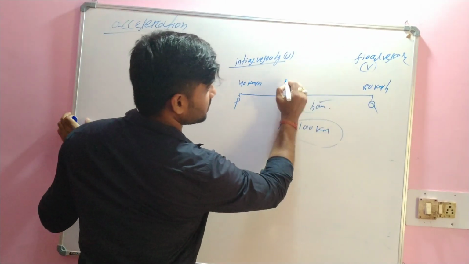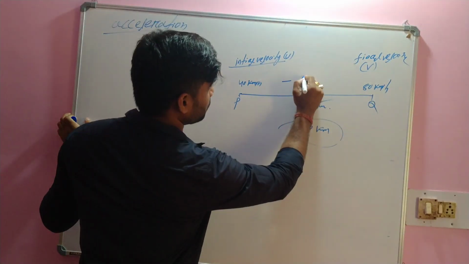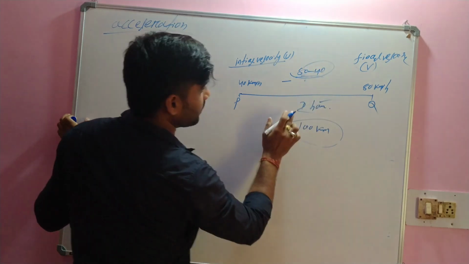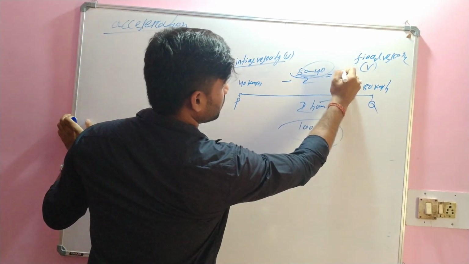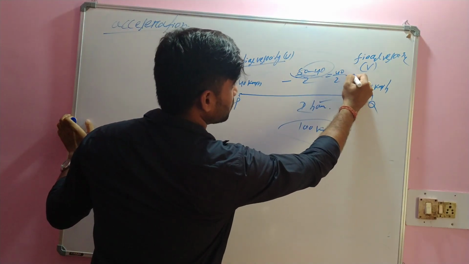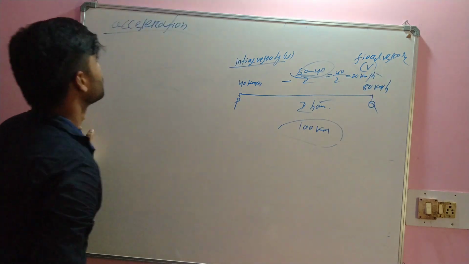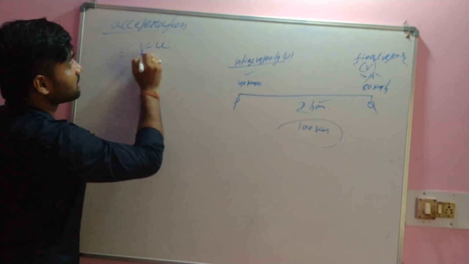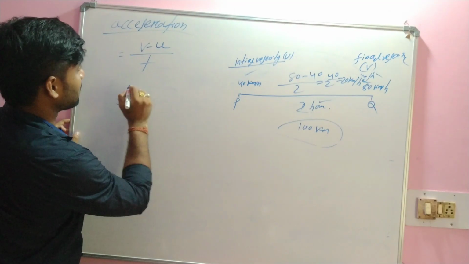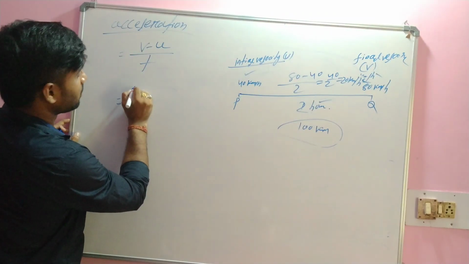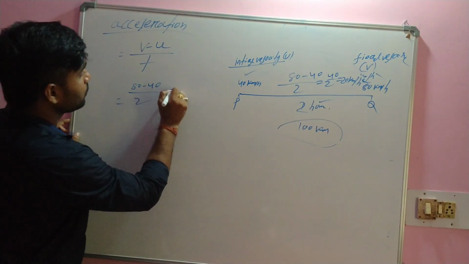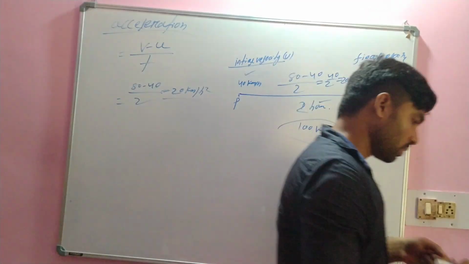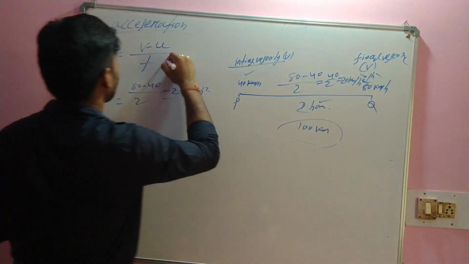Here acceleration is 80 minus 40 by time 2 hours, that means 20 km per hour. So what is the acceleration? The final velocity minus initial velocity by time. So here acceleration is 80 minus 40 by 2, that is equal to 20 km per hour square. Here acceleration is positive when the speed increases.